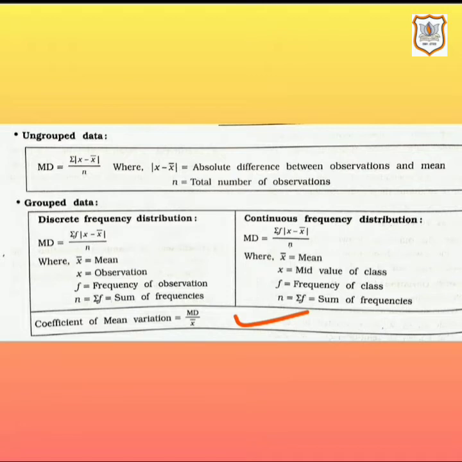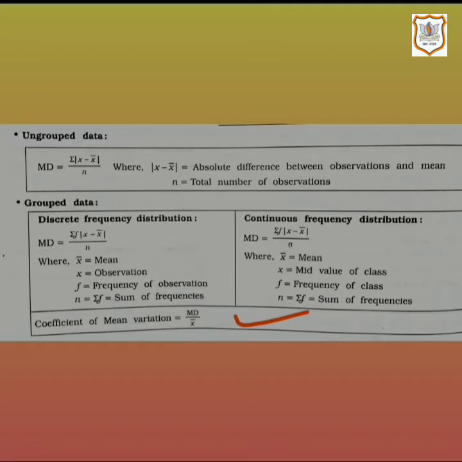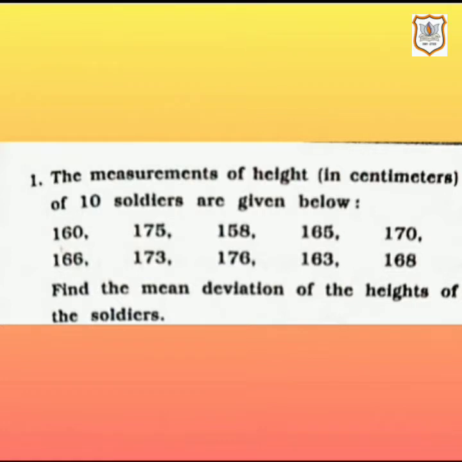Now let's do the sums related to mean deviation from exercise 4.3 of your textbook. Sum number 1 from exercise 4.3. Let's read it. The measurement of height in centimeters of 10 soldiers are given below. 10 soldiers means here n is 10. And this is the data given, ungrouped data. Find the mean deviation of the heights of the soldiers.